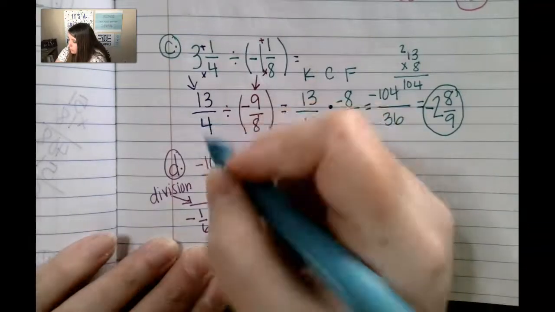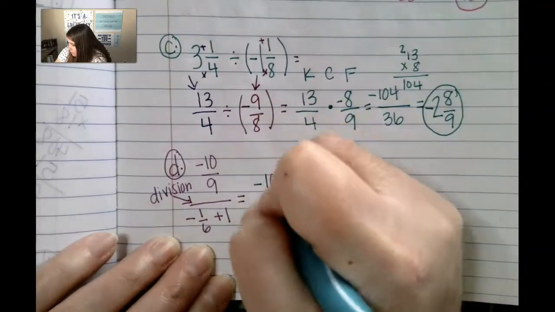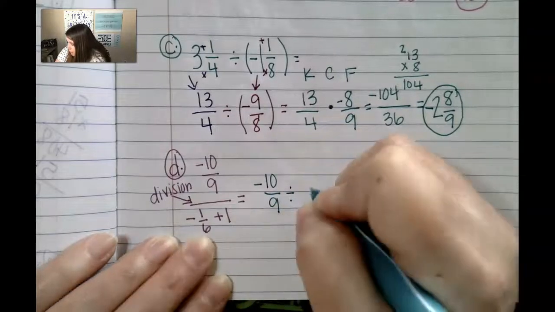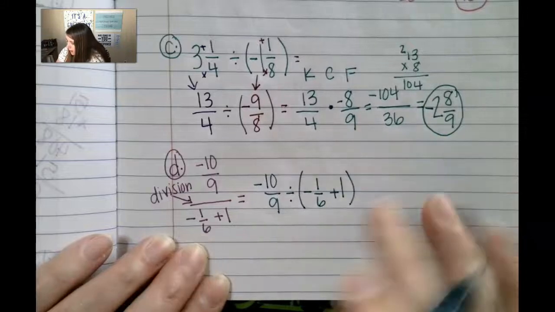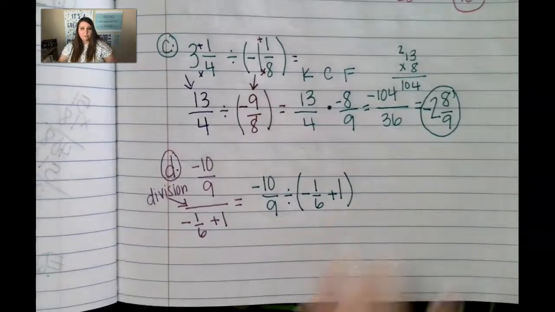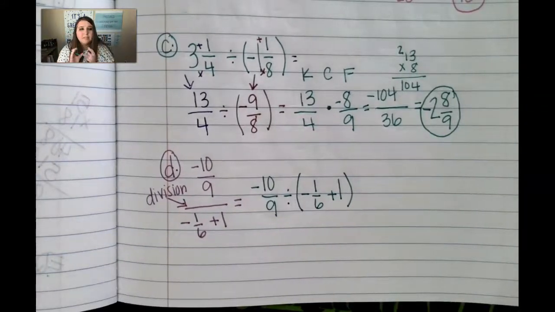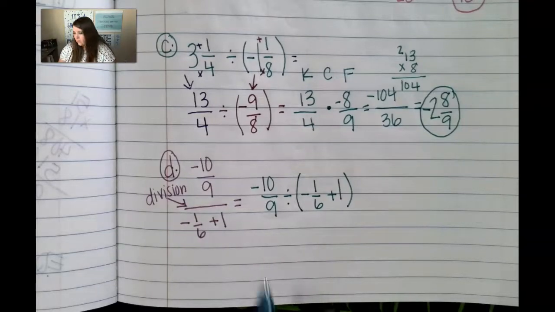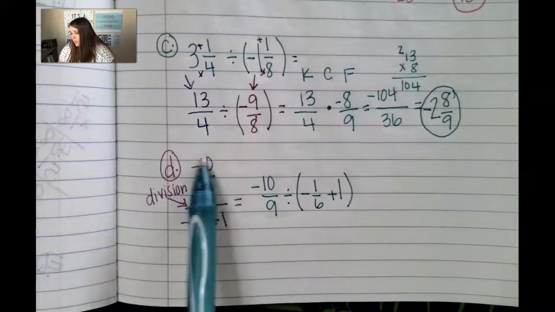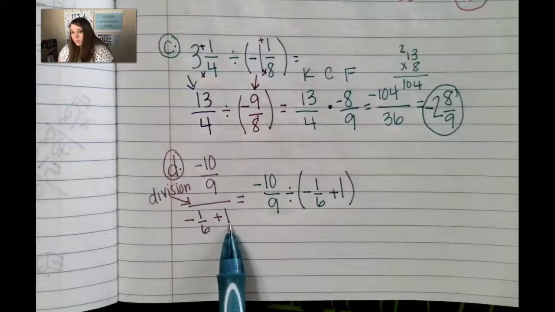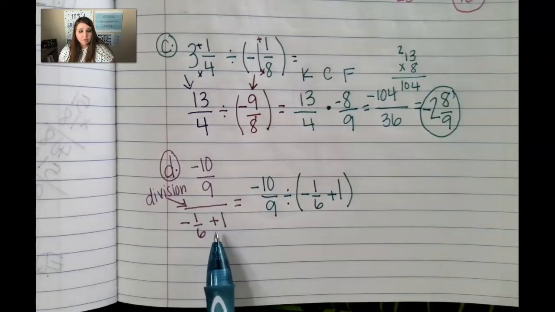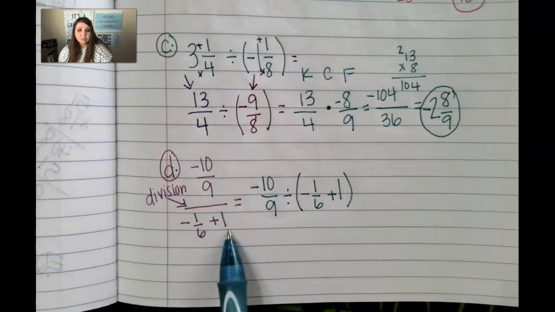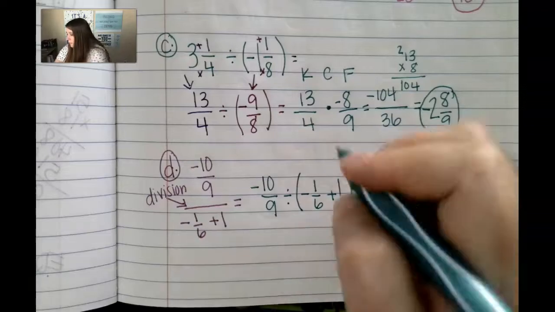So we're going to go ahead and rewrite this. That's our first step. So instead, I have -10/9 divided by -1/6 plus 1. I put this in parentheses together, so that way we could do that part because it was down below. You can't divide this top part without knowing what it's actually being divided by. So we need to figure that part out first. So that's why it's in the parentheses. So we're going to figure this part out.